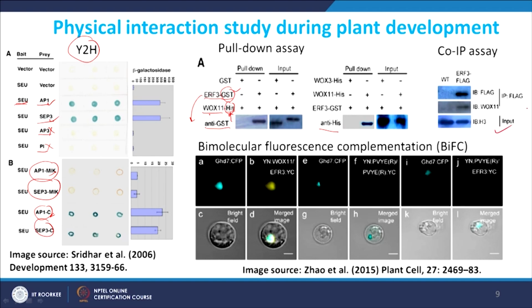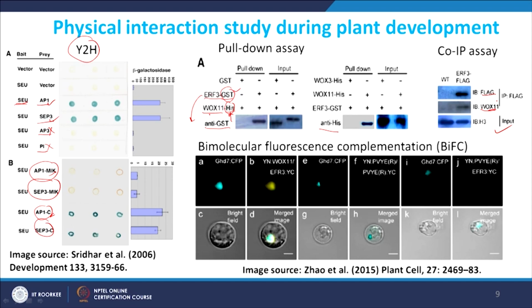Another way of doing protein-protein interaction is co-IP, co-immunoprecipitation. This you can do in vivo. So, you can make a transgenic plant where you already have a tagged protein, for example a FLAG tag. You can tag your protein with any tag, use an antibody against the tag, do the pull down from the total extract from the plant, and then do immunoblotting with the other gene for which you want to show the interaction.